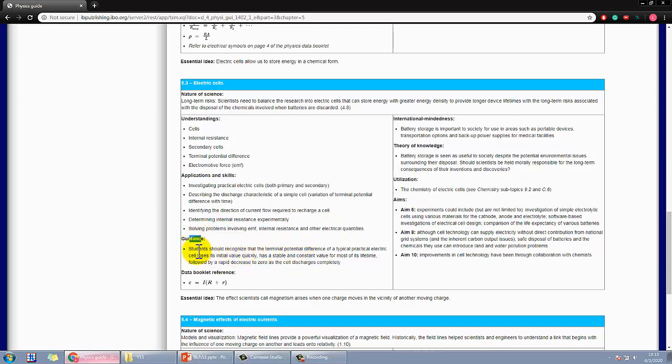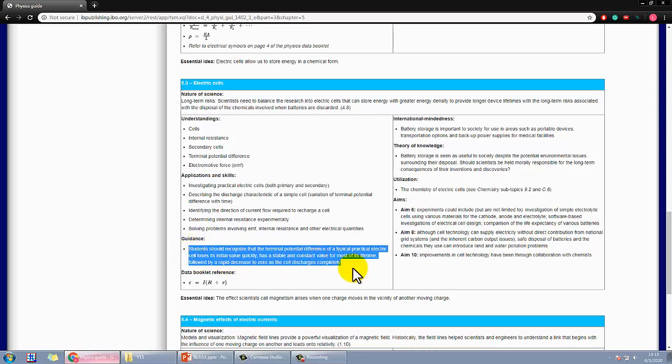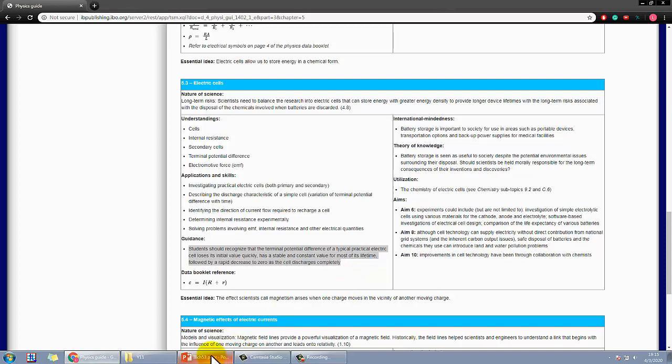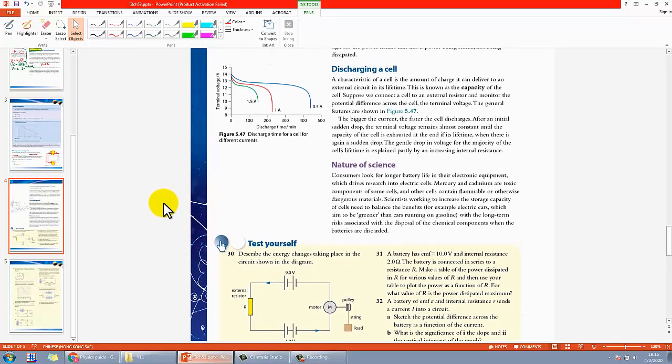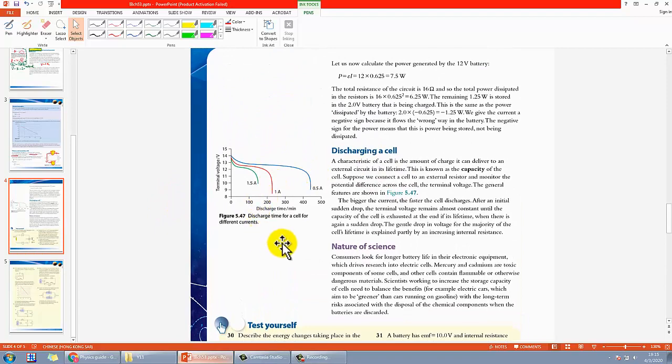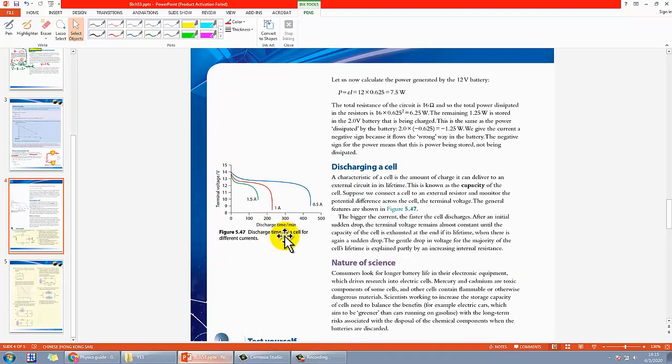For guidance, it said students should recognize the terminal potential difference of a typical practical cell loses its initial value quickly and has a stable and constant value for most of its lifetime, followed by a rapid decrease. Okay, very complicated, isn't it? Actually, it's very simple if you look at this graph. This is basically what it says, and I think that's basically finished understanding the concept of what you need to learn in this part of the video.